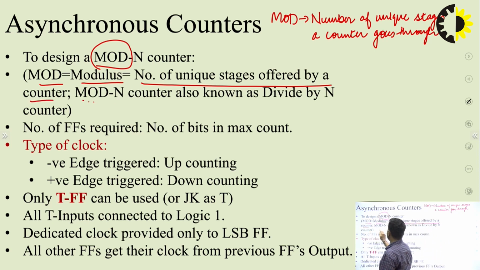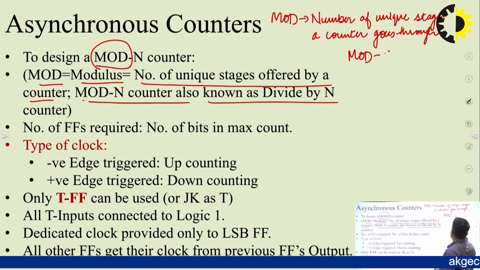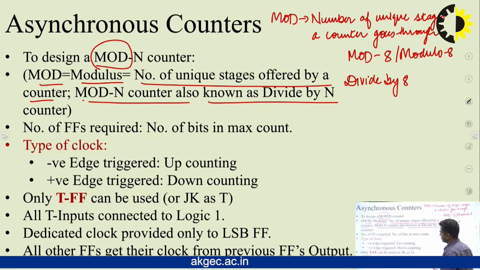For example, a mode n counter will provide us n stages, and it is also known as a divide by n counter. So we can say that a mode 8 counter will be the same as a modulo 8 counter or a divide by 8 counter.